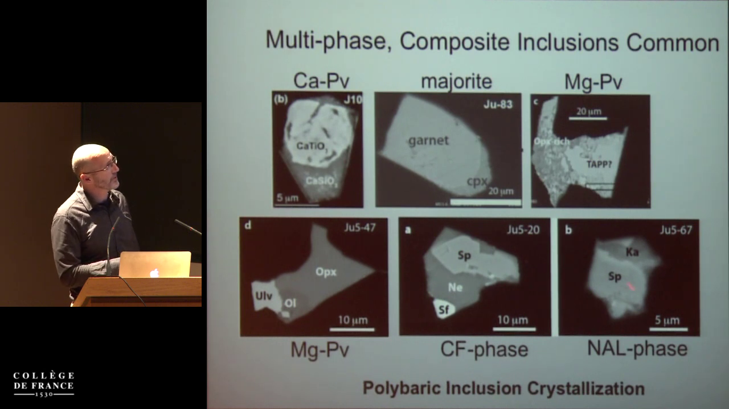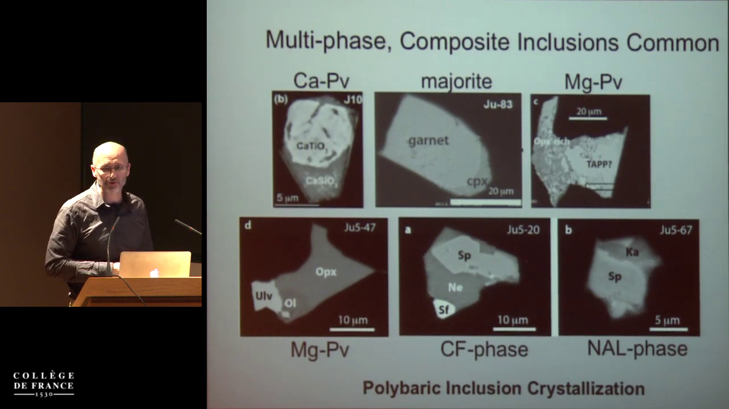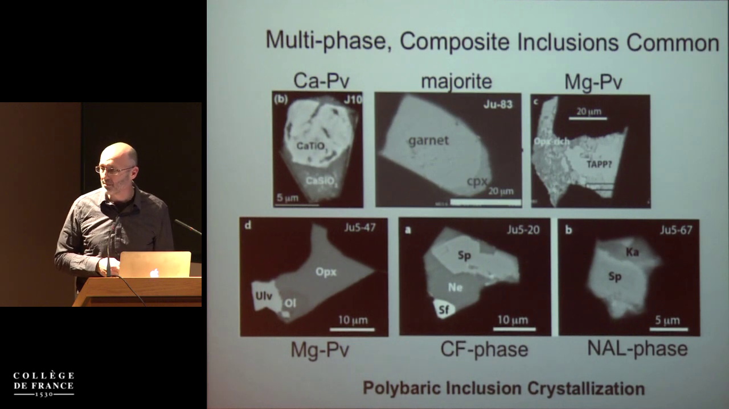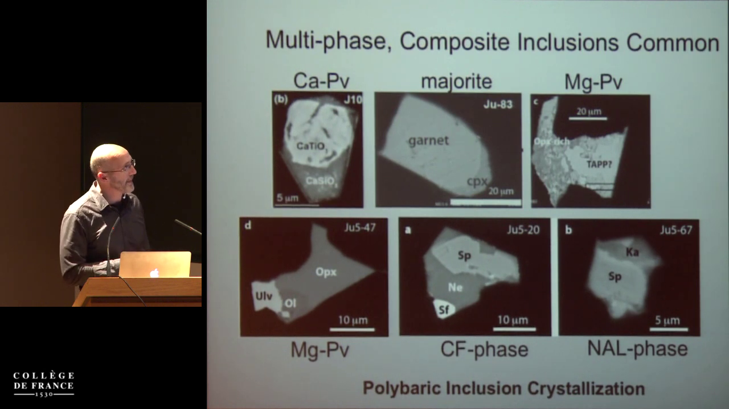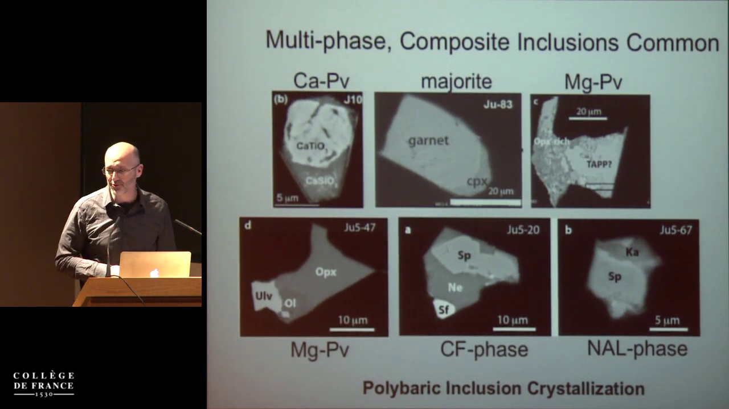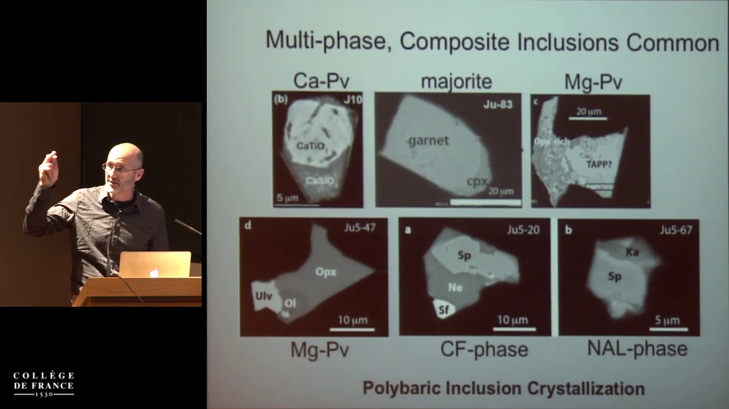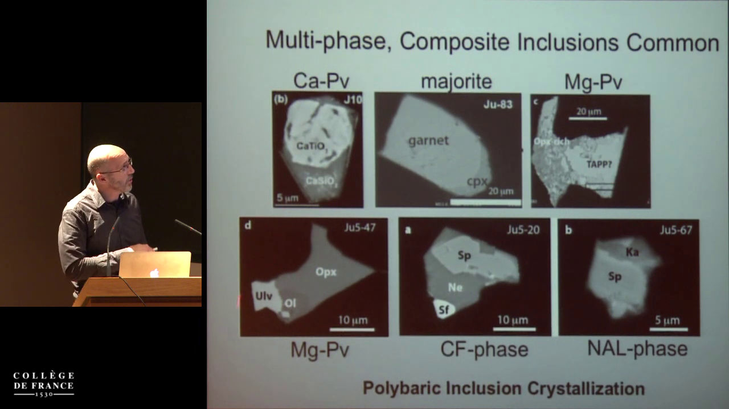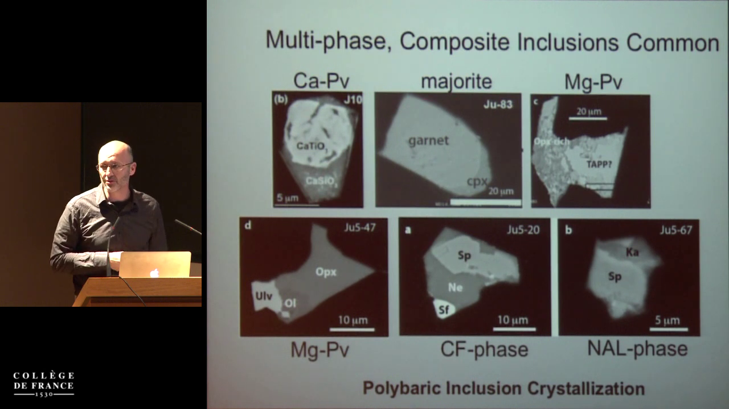And I think what must be apparent to you is that these are not single-phase inclusions. These are composite inclusions, okay? And our interpretation of this is that these weren't trapped as rocks, but these were once single-phase inclusions that have now exsolved into multi-phase inclusions. That means they have some polybaric history. Okay, so they crystallized as a single-phase inclusion, they were uplifted to another pressure, and they exsolved phases.